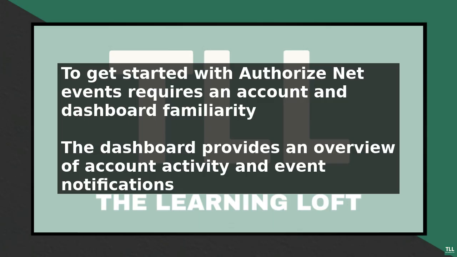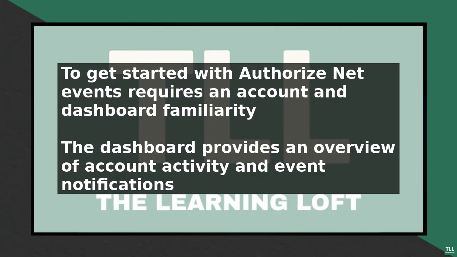There are several types of events in Authorize Net, including payment events, customer events, and subscription events. Payment events occur when a payment is made, such as when a customer makes a purchase or when a recurring payment is processed. Customer events occur when a customer is created or updated, such as when a new customer signs up or when a customer updates their billing information. Subscription events occur when a subscription is created, updated, or canceled.